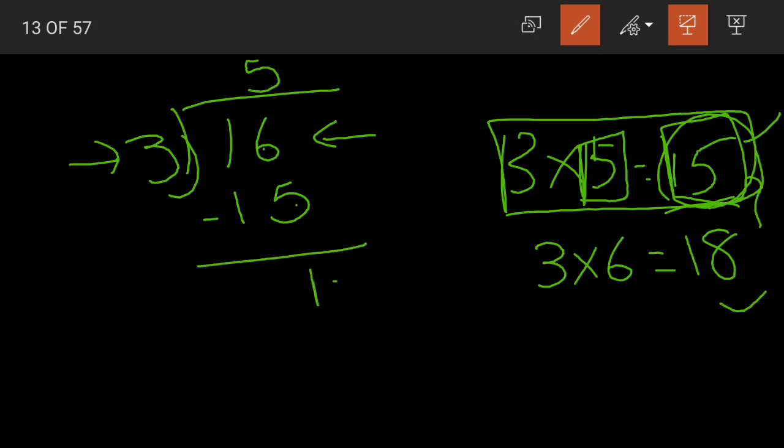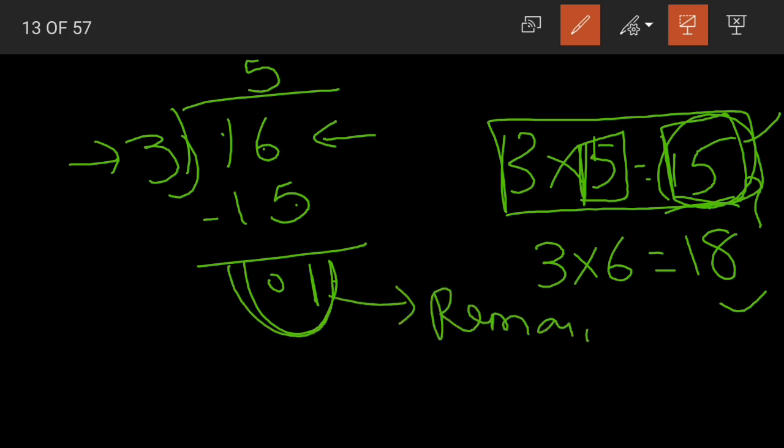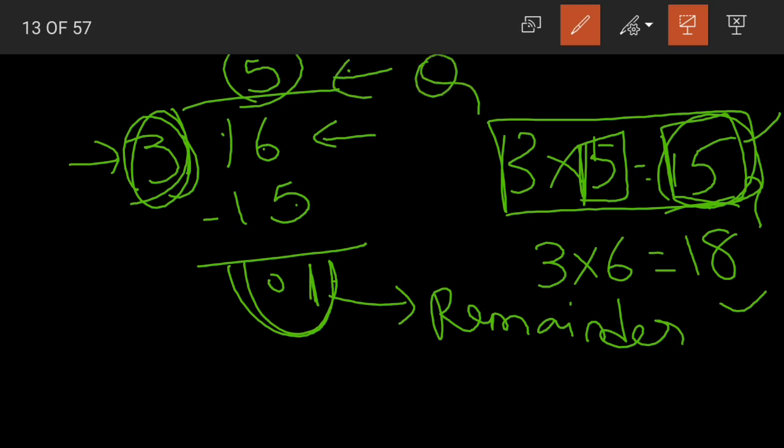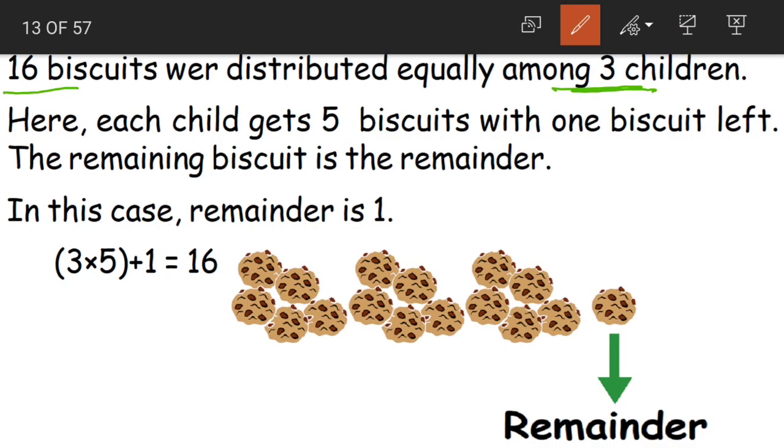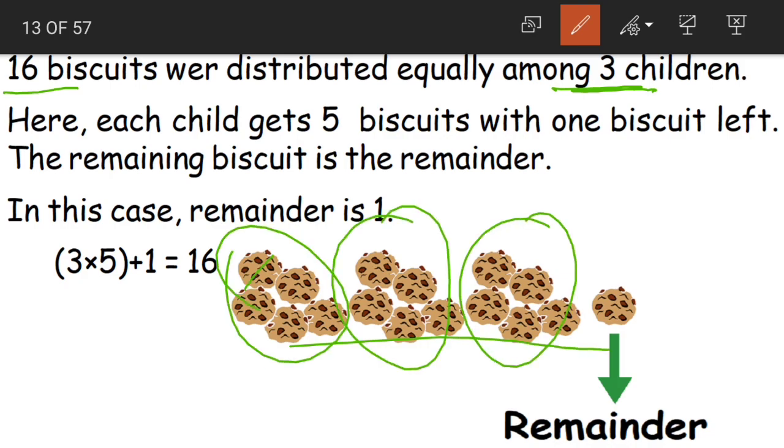Subtract. Yes, 6 minus 5 is 1, 1 minus 1 is 0. So this 1 is our remainder. So what does that mean? The 3 children got 5 biscuits each, that is our quotient, and then 1 biscuit was remaining. If you look at the picture also, the 3 children got 5 biscuits each and then 1 extra biscuit was left out. Now this extra biscuit that was left out is called our remainder here. Yes?